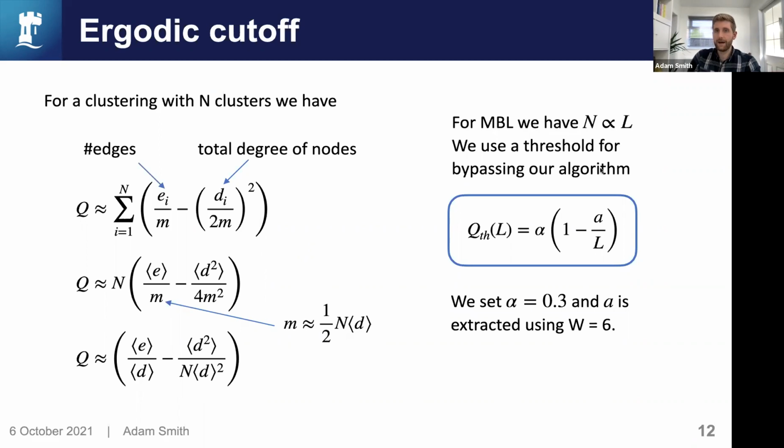Now what we find is that for MBL, the number of clusters grows with the system size. And so the threshold that we set for Q has this form: alpha times 1 minus A over L. Alpha is essentially setting the value at which we want to cut off our algorithm, and the minus A over L gives us the finite size correction. The way we do this is we fit data deep within the MBL phase. We extract what this A should be by looking at states deep within the MBL phase, for instance W equals 6, which is far enough away.